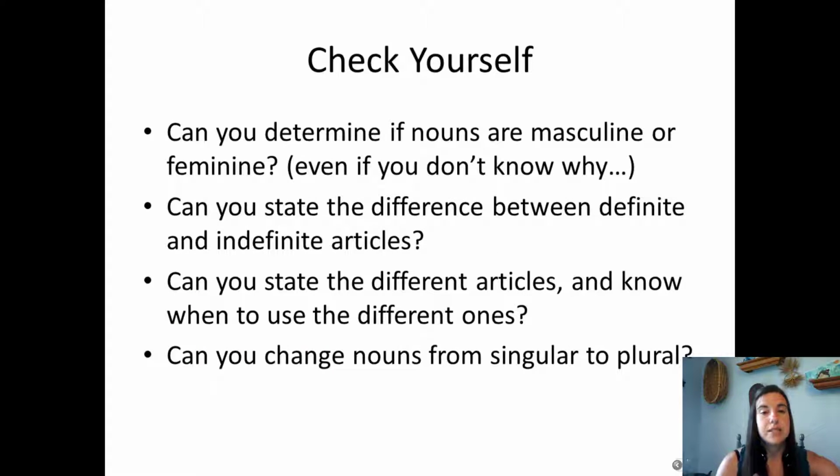So what else? Now it's time to check yourself. There was a lot in this lesson, so you may need to go back through. But before you move on, you should be able to determine if a noun is masculine or feminine, even if you don't know why. And that goes back to stop trying to justify it. Stop trying to figure out why a chair is feminine and a book is masculine. Just, can you say it's masculine or feminine? Can you state the difference between definite and indefinite articles? Can you state the different articles and know when to use which one? And can you change nouns from singular to plural?